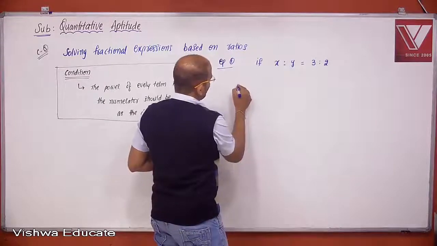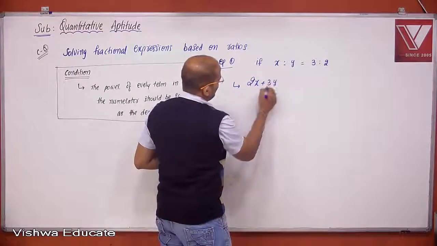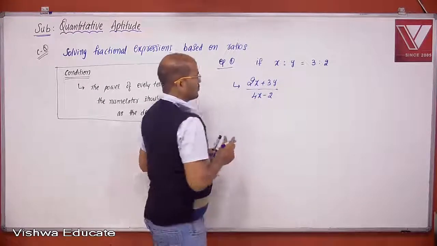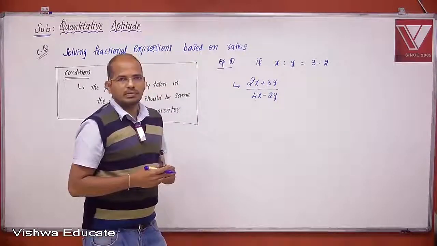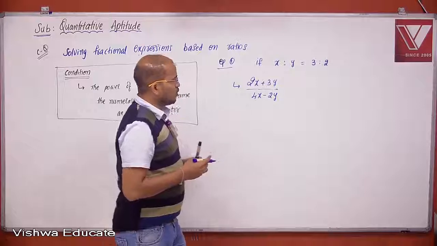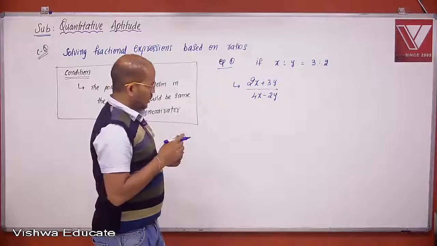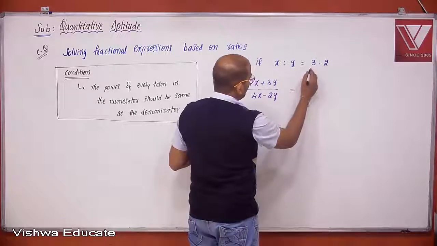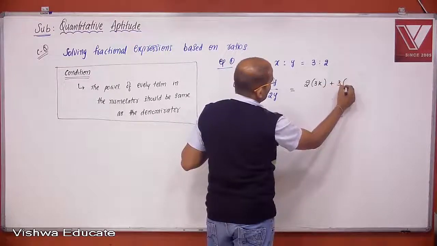Question 1. They'll ask you 2x plus 3y by 4x minus 2y. This problem has many methods of solving, but let me give you the easiest way. Now, what is x? x is 3k, y is 2k.